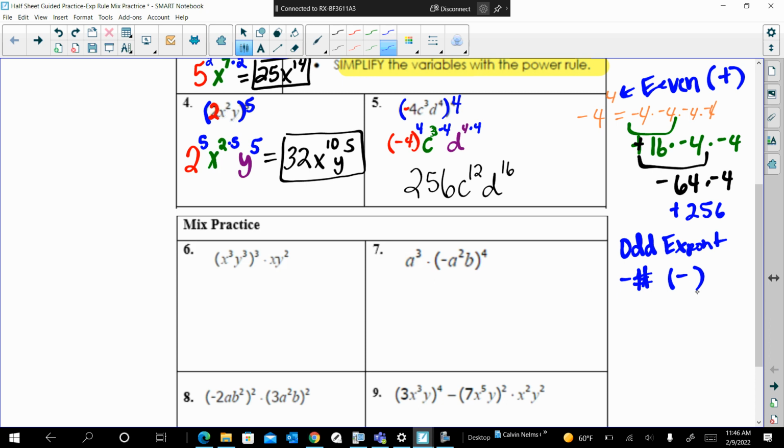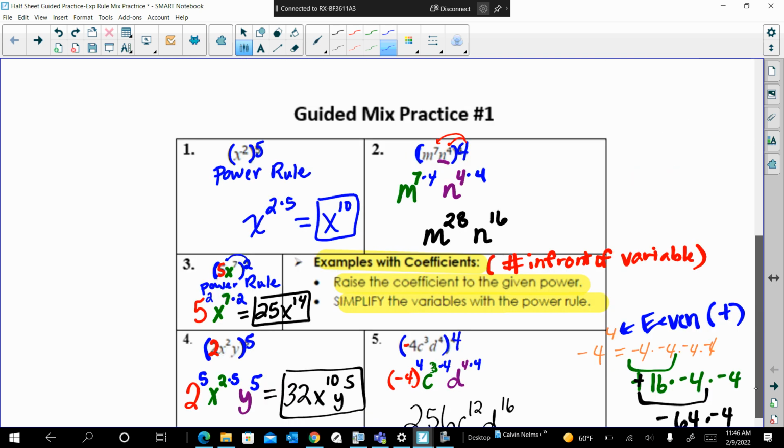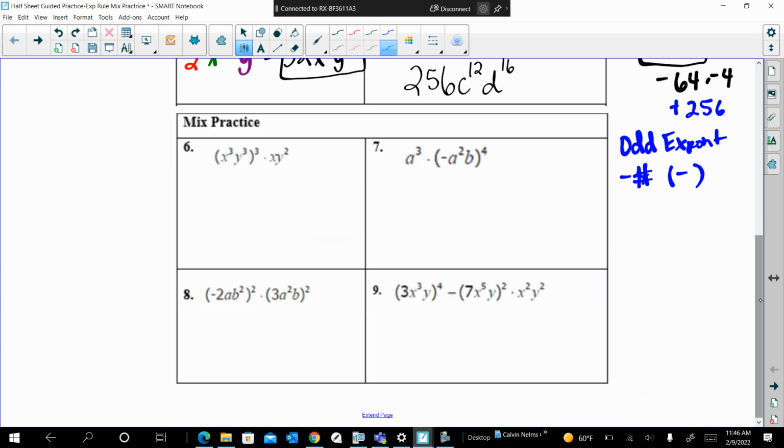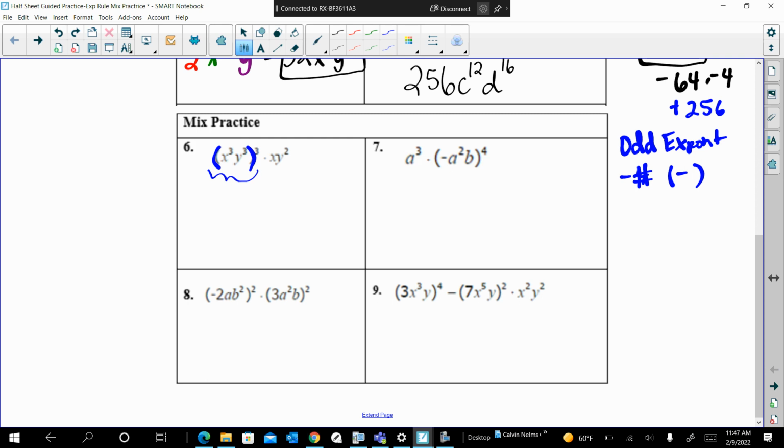All right, so let's do some mixed practice. On number 6, what should we do first? Distribute. Yeah, the parentheses right here, distribute this 3. I'm trying to give y'all time to try it first, so we're doing the power rule first. You need to rewrite what's in the parentheses. Distribute the 3. That means we're going to multiply the exponents. So what does this become?